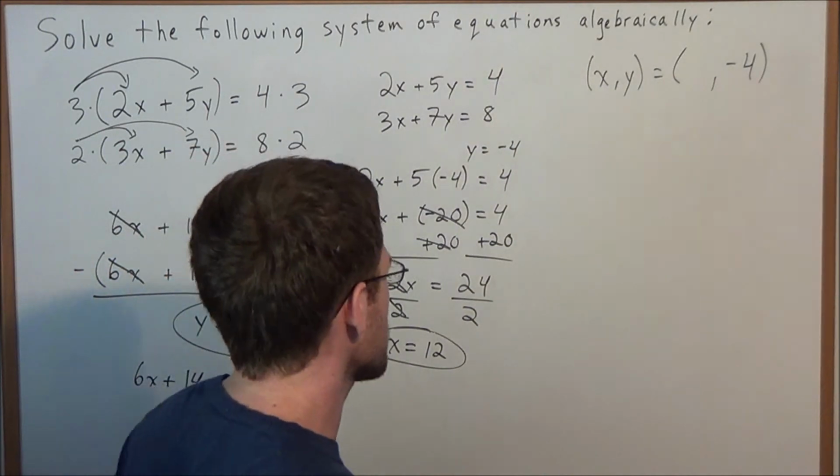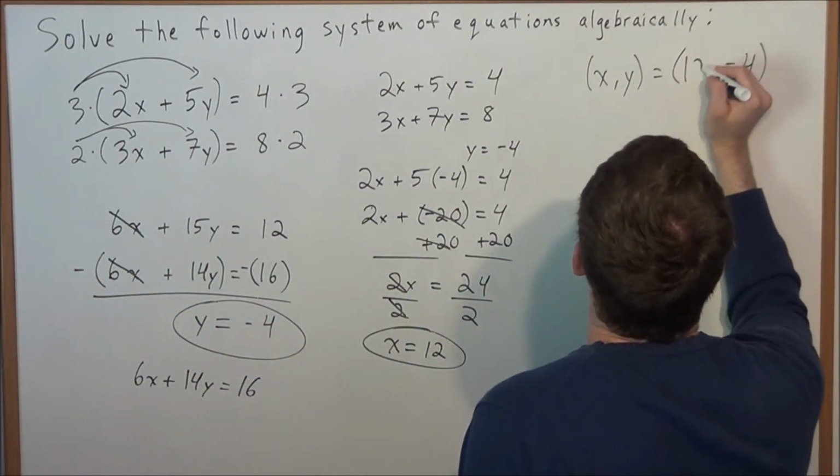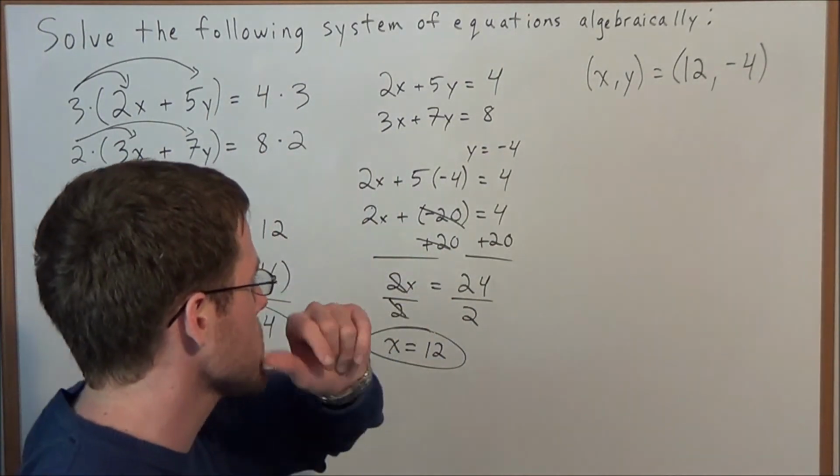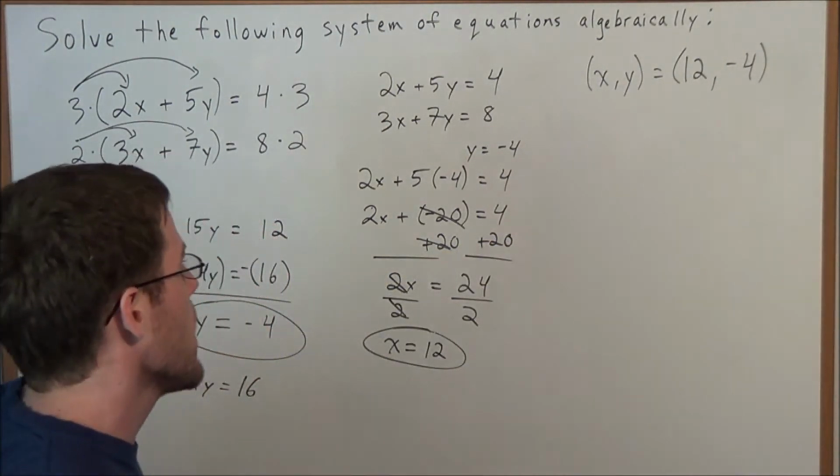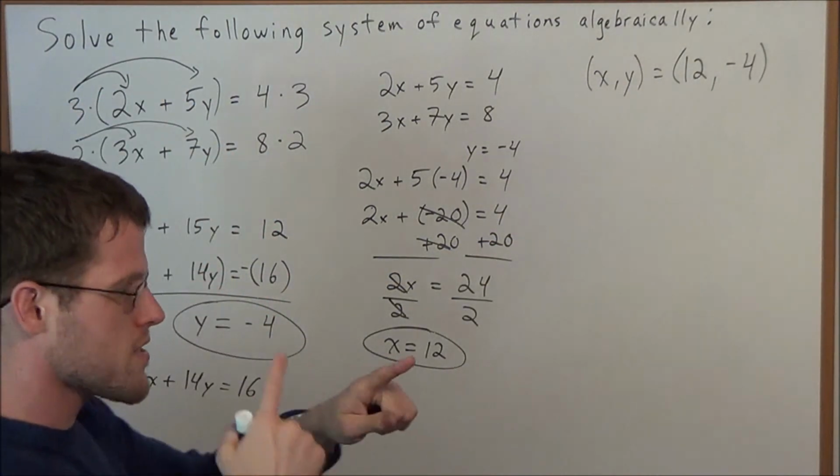So the rest of our solution we have now. Our solution to this system of equations is at the point 12, negative 4. And this tells us where these two lines intersect.